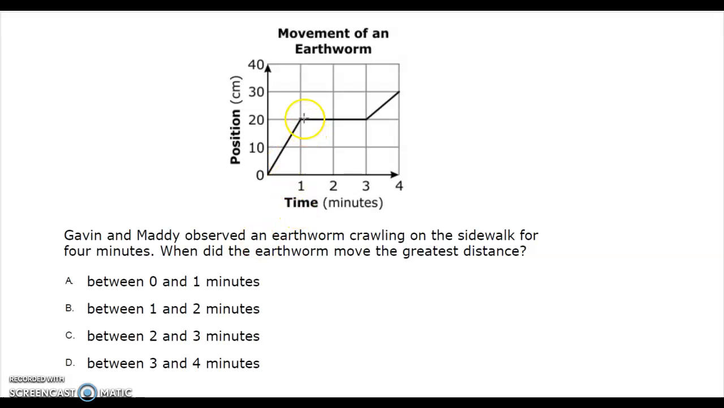Well, we know that between 1 and 3, the earthworm didn't move at all. This is at rest. So if it has anything with 1, 2, or 3 in it, then that is not the case. So between 1 and 2 and between 2 and 3 cannot be the answer. So between 0 and 1, it moved 20 centimeters. Between 3 and 4, it moved 10. So I know that between 0 and 1 is the furthest, and so the answer to this one is A.